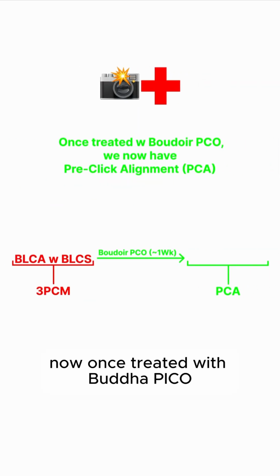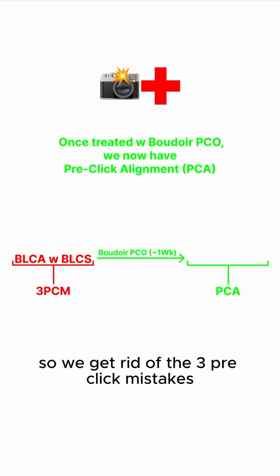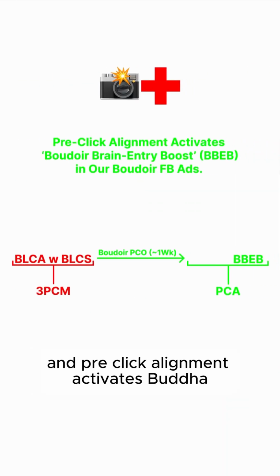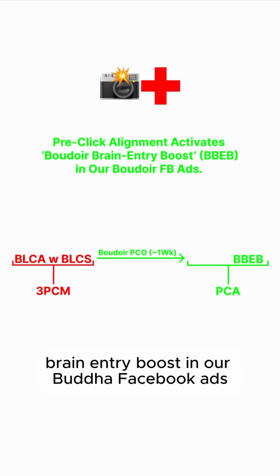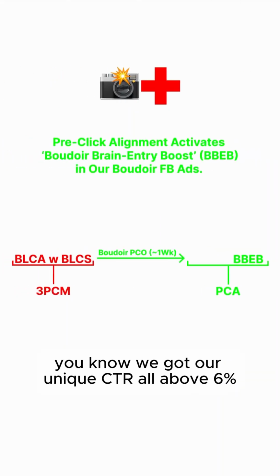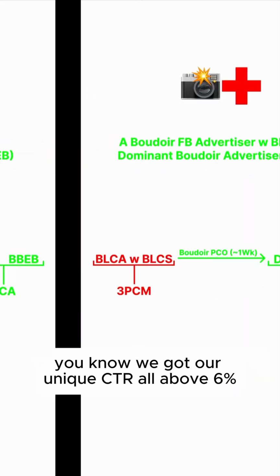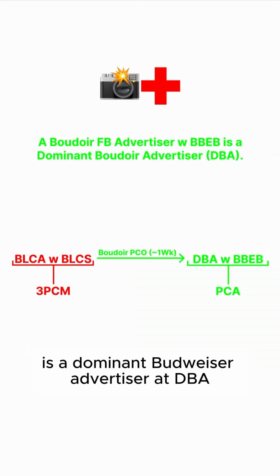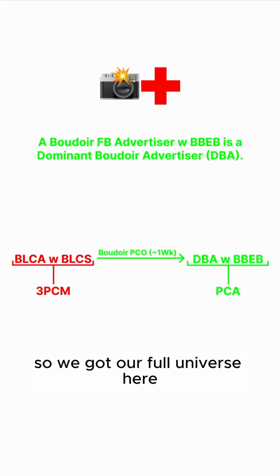Now, once treated with Boudoir Pico, we now have pre-click alignment. So we get rid of the 3 pre-click mistakes, and we now have pre-click alignment. And pre-click alignment activates Boudoir brain entry boost in our Boudoir Facebook ads. And this is basically, we got our unique CTR all above 6%. And a Boudoir Facebook advertiser with Boudoir brain entry boost is a dominant Boudoir advertiser, a DBA. So we got our full universe here.